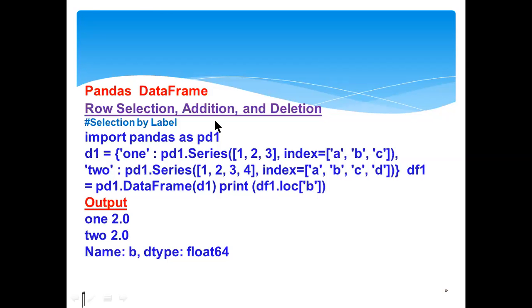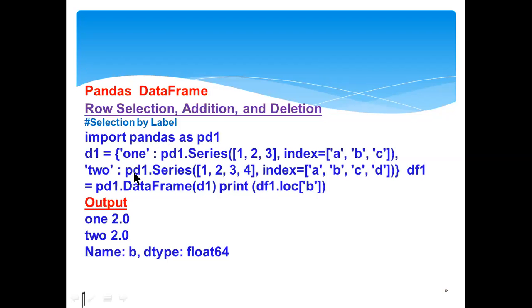So here is another example. Import pandas as pd. Here pd is the name of pandas. What is d1? This is a dictionary name. Equal is an assignment. In curly brackets, 1 is a column name. pd.Series, the values are 1, 2, 3, and the index will be A, B, C.